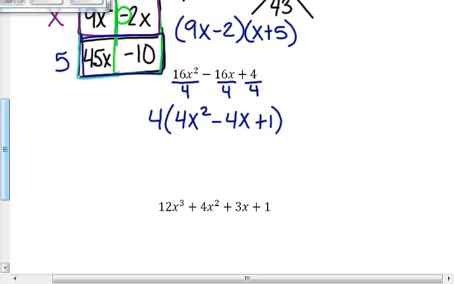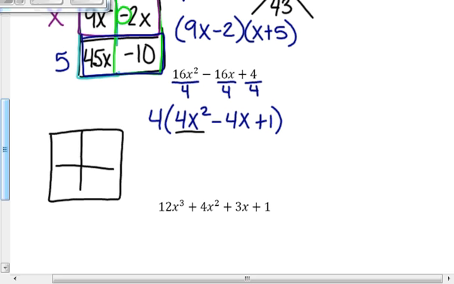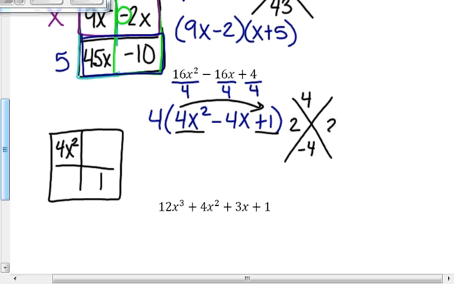So we'll do our box again since a is not 1. First term in the first box, last term in the last box. And again, find the factors of your leading coefficient and constant multiplied together, which is 4. So what factors of 4 add to give us -4? Well, 2 plus 2 is 4, and 2 times 2 gives a 4.